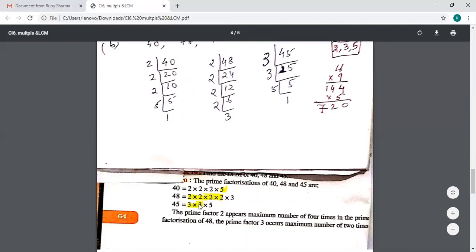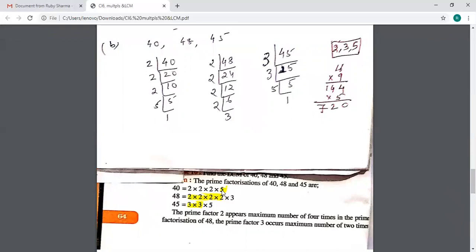Then 3 is maximum here, 2 times. Here it is 1 time, here it is 2 times. So you highlight this. Here there is no 3, so you don't have to worry about that. Now 5 is present once here and once here. So it is the same, so any one you highlight. Every prime factor will be highlighted in only one line; you cannot highlight it in both cases. You have to take only one line. So since 5 is highlighted here, you don't highlight it here.